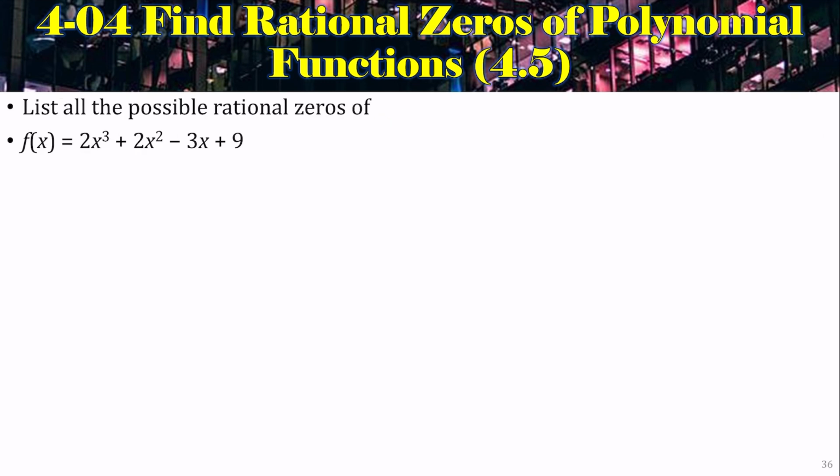All right, so let's list all the possible rational zeros of this. Well, we have the p's and the q's. The p's are factors of the constant term, so 9. What times what makes 9? Well, 1 and 9, or 3 times 3. We put pluses and minuses because it could be minus 1 times minus 9, or negative 3 times negative 3. The q's are factors of the leading coefficient, so that's 2. To get 2 is 1 times 2, and again, pluses and minuses.